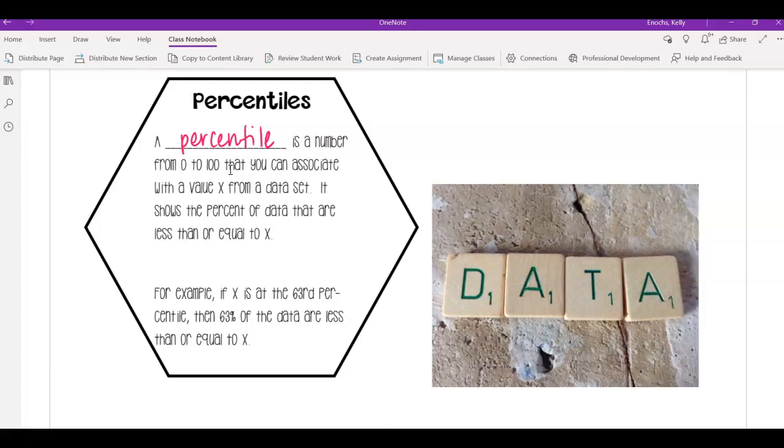So if they were to say, oh, they're in the 56th percentile for height, then I know they're pretty much average because they are taller than 56% of those kids their age. And you'll see a percentile question here in a minute.